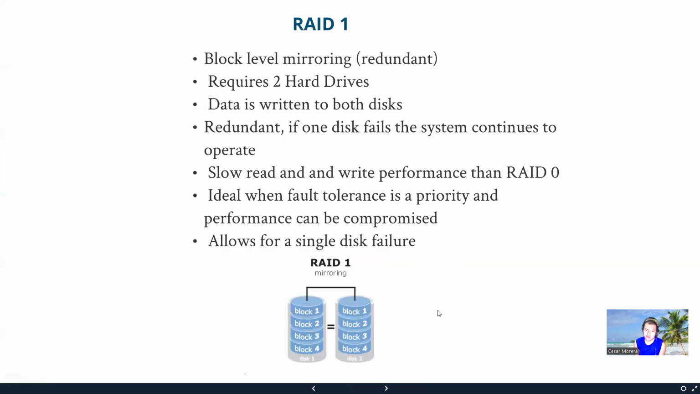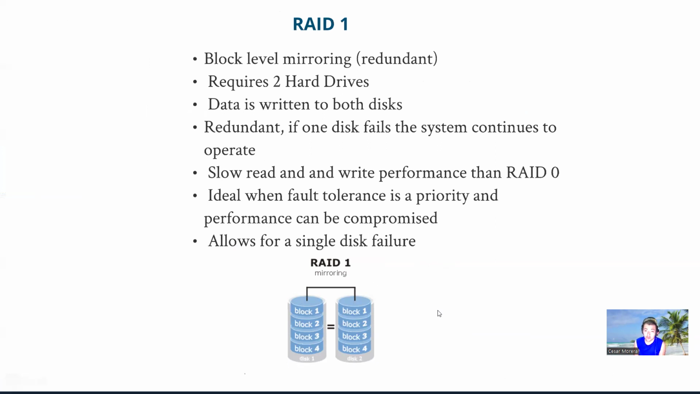So the block level mirror, we are talking about a redundant scenario. It requires two hard drives. Data is written in both disks. Redundant, if one disk fails, the system continues to operate. Slower read and write performance than RAID 0. So it's ideal when fault tolerance is a priority and performance can be compromised. Allows a single disk failure. So in this RAID 1, we are allowing a single disk failure only.